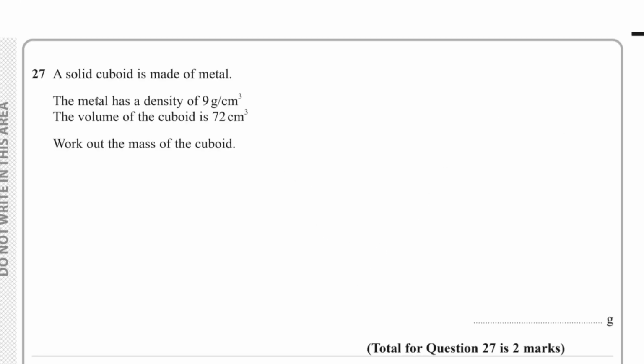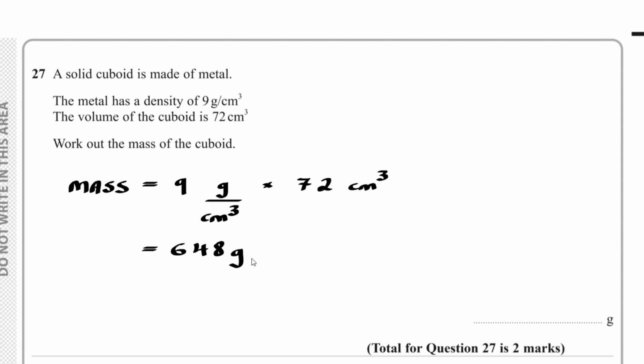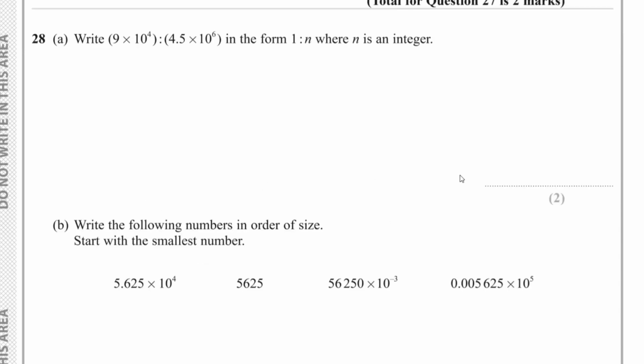Question 27. A solid cuboid is made of metal. The metal has a density of 9 grams per centimeters cubed. The volume of the cuboid is 72 centimeters cubed. We have to work out the mass of the cuboid. So the mass is equal to 9 grams per centimeters cubed multiplied by 72 centimeters cubed. 9 times 72 is 648, so the mass is 648 grams.